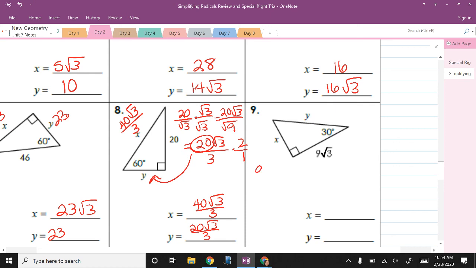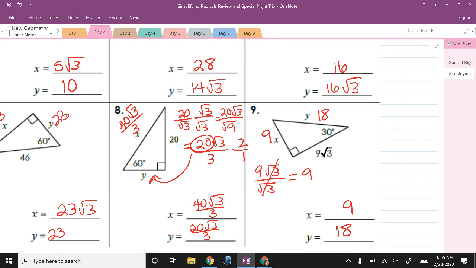which is going to be gravy right here, y'all. Watch. 9 radical 3 divided by radical 3. Well, what's anything divided by itself? So that equals what? 9. So x is just 9. So how do I get the hypotenuse? Double it and you get 18. So the x is 9, the y is 18. That makes sense?